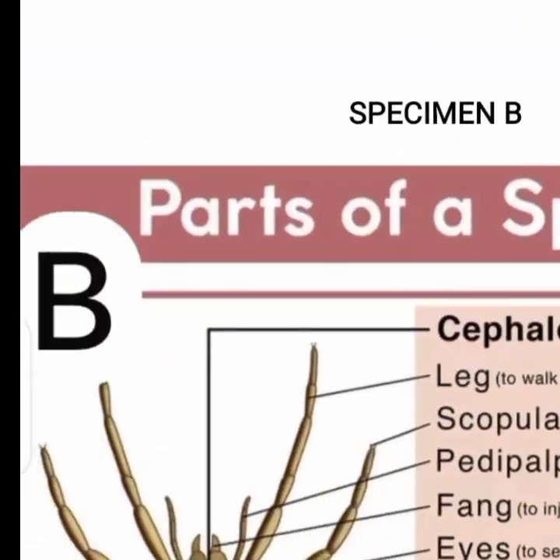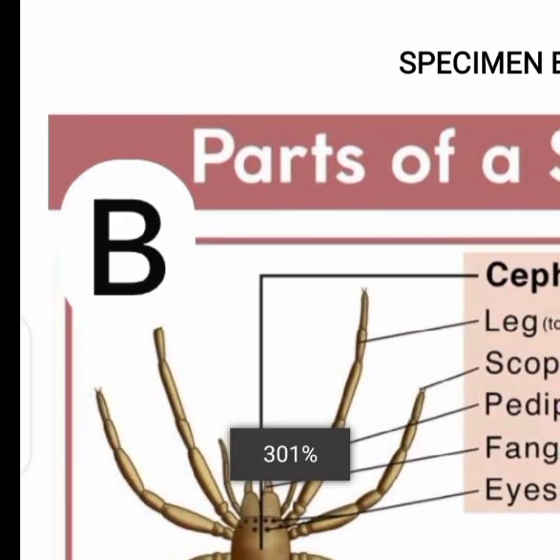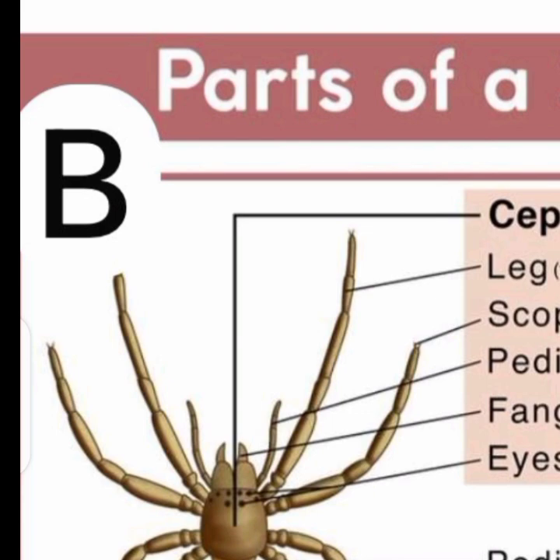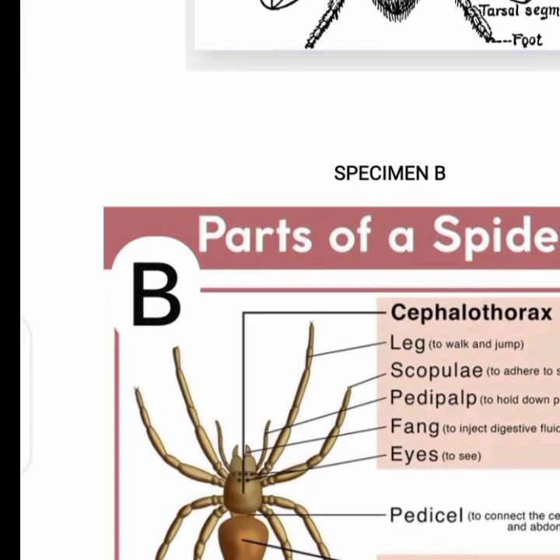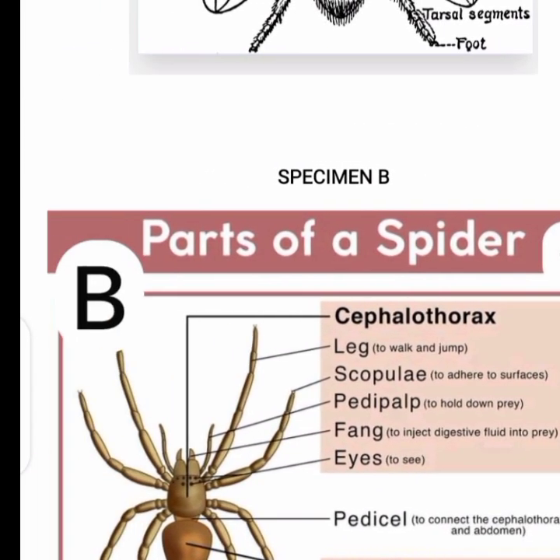So let's move to specimen B. Specimen B is spider. So this is spider, and this is the label.